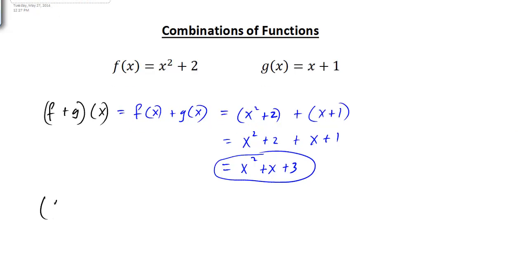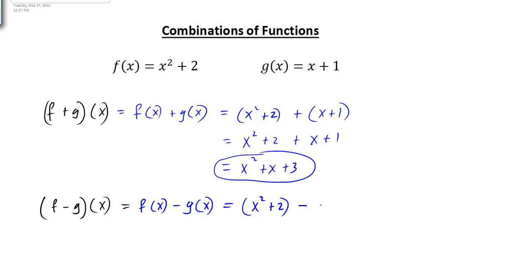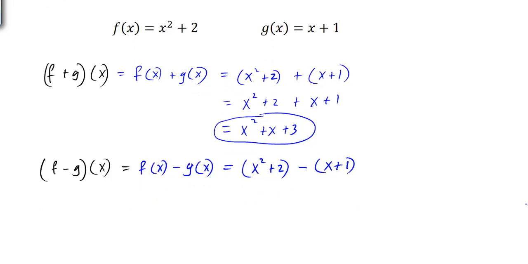And then you probably would guess here, then we would look at how do we subtract the two functions, f minus g of x. And that simply means we're looking at f of x. Another way to write this is f of x minus g of x. And this is where your parentheses are important. We would have x squared plus 2 minus x plus 1.